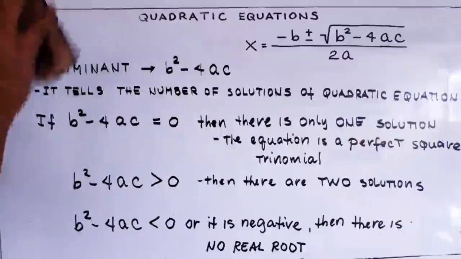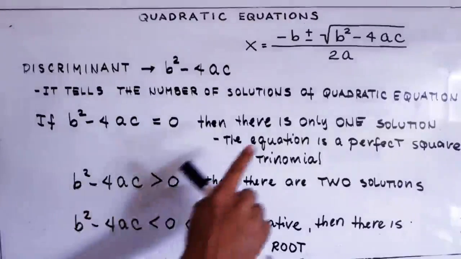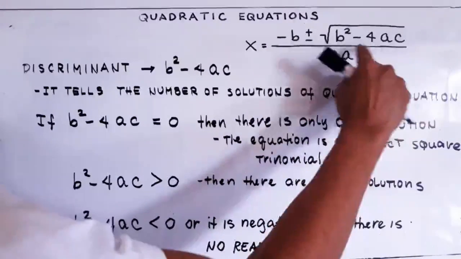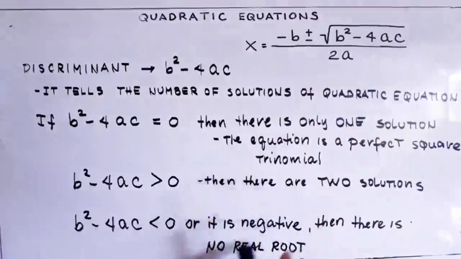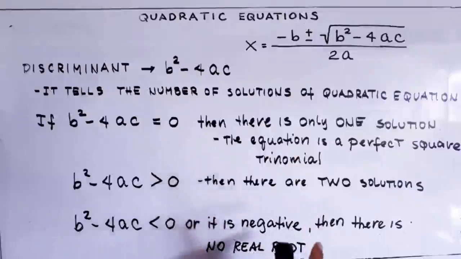Let's have the discriminant. What is this discriminant, class? The discriminant of the quadratic equation is b squared minus 4ac inside the square root symbol. What is the use of that discriminant method?